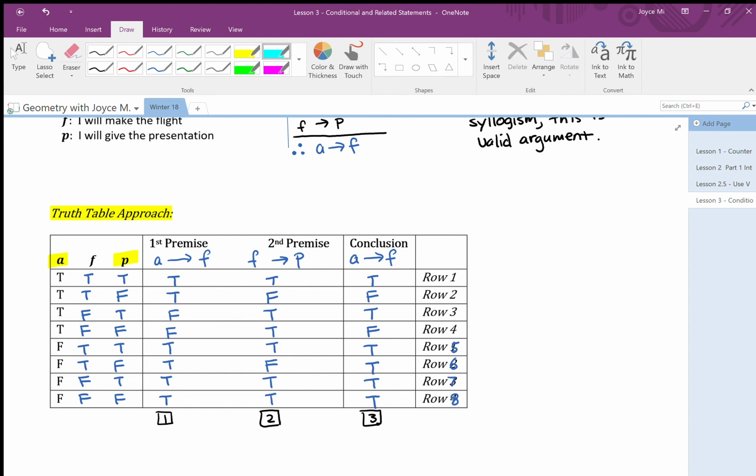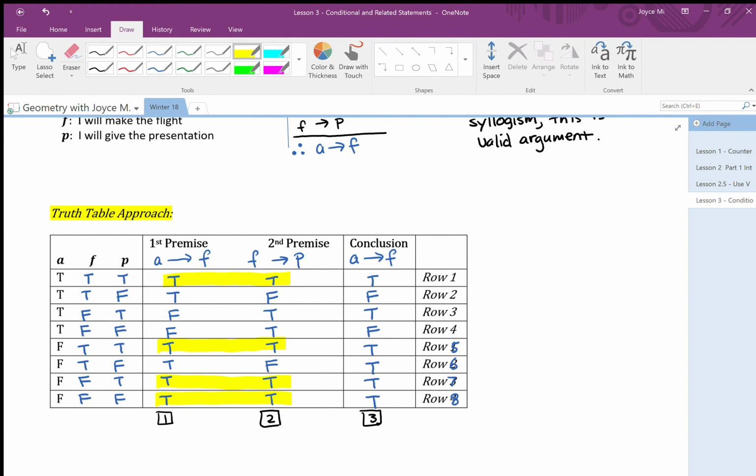The rows where both premises are true are, let's see, the first row, I see that both premises are true. And this row here, which is row 5, both premises are also true. I see row 7, both premises true. Row 8, both premises are also true. So whenever both premises are true, my conclusion has to be true. If one of them is not, then the argument becomes invalid.